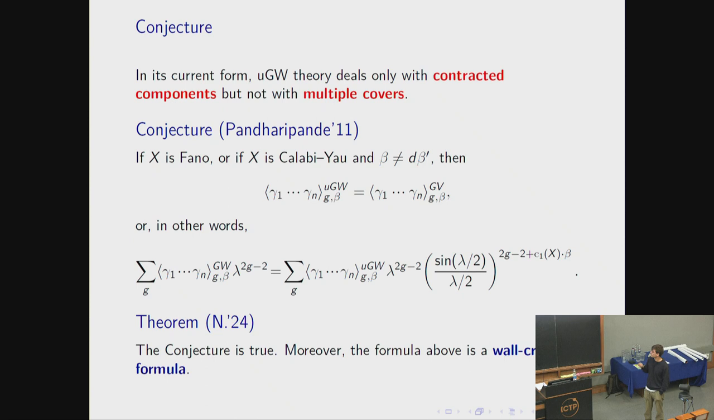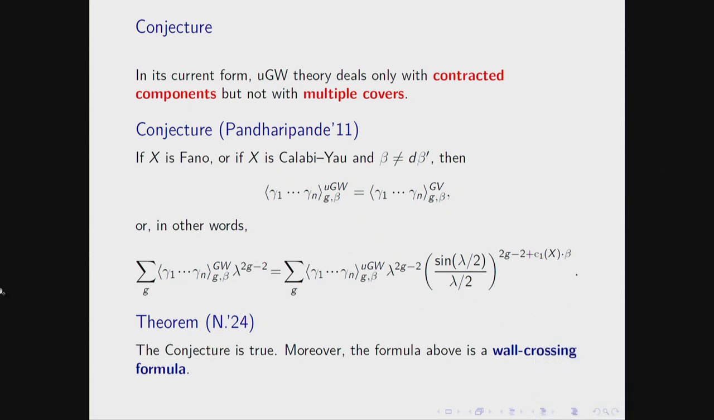One of the main theorems of the talk is that this conjecture is true. And more interestingly, this formula is a wall crossing formula. So this is a wall crossing formula. Unless you have any questions, I'll move to the second part of the talk about the wall crossing.